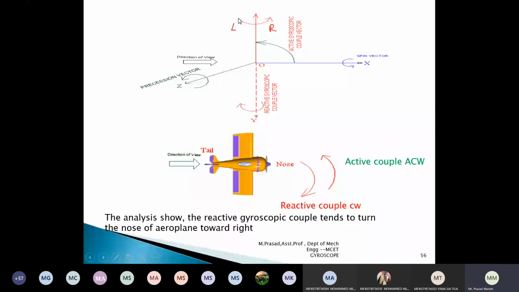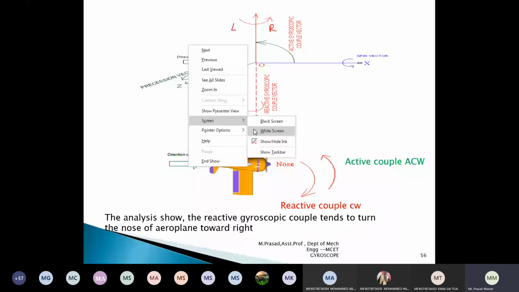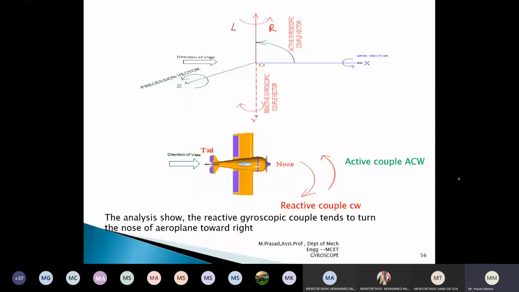I would like to draw again. Pointer and pointer. So this is the arrow mark it is showing, means this is my anti-clockwise direction. How the active couple is rotating in anti-clockwise motion. How the reactive couple is rotating in clockwise motion, you can see. This is the arrow mark I am getting. This rotates in clockwise motion. Written here: active couple is rotating in anti-clockwise direction and reactive couple is rotating in clockwise.